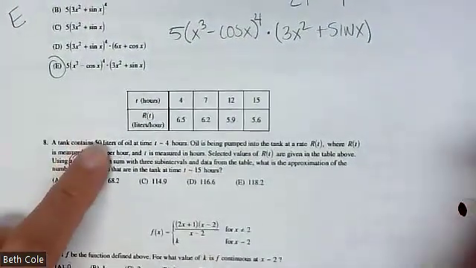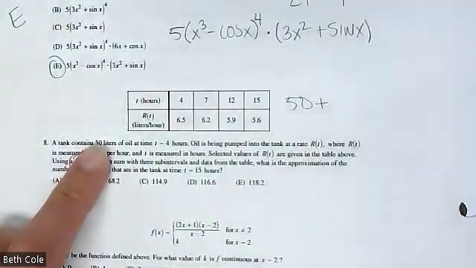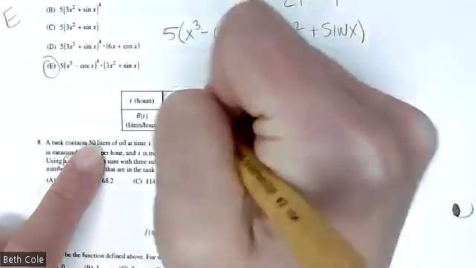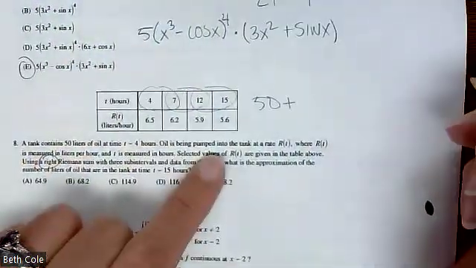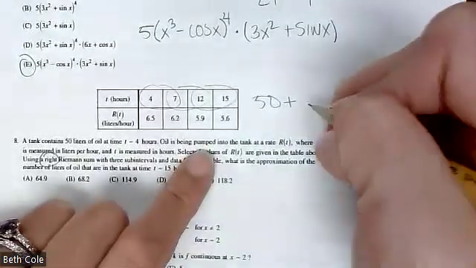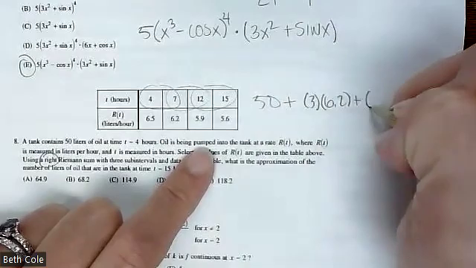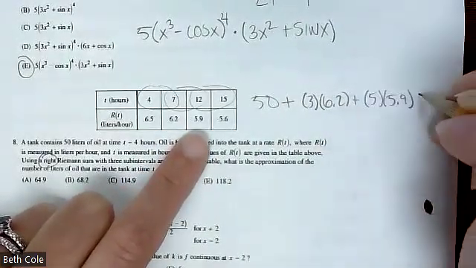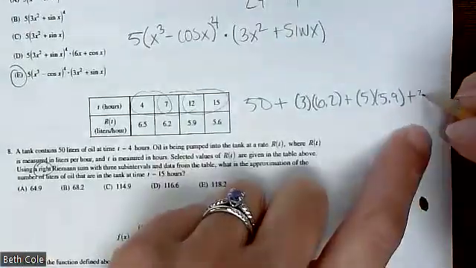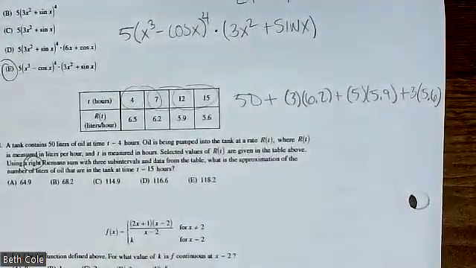So you're going to start with the amount of oil you had in the beginning, which is 50, plus, and then you're going to do your right Riemann sum. So let's do that. What would come first? 3 times 6.2 plus 5 times 5.9 plus 3 times 5.6. Yeah, it's on the non-calculator part.